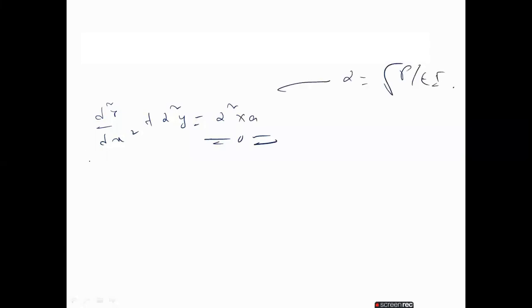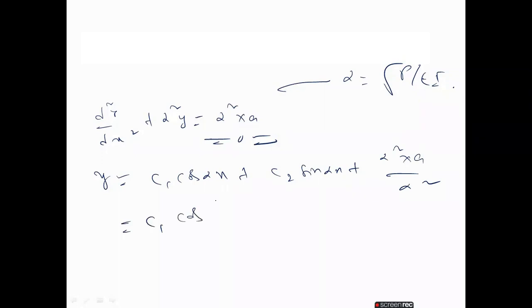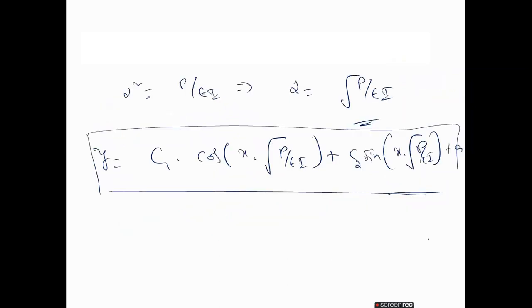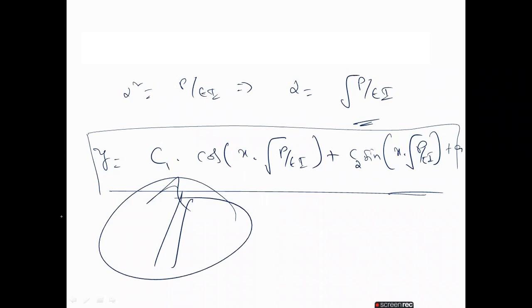Okay, so d²y/dx² + α²y = α²a. Here α is nothing but the square root of P by EI. We know already that the solution is y = c1 cos αx + c2 sin αx + a. So in the same way, we get y = c1 cos(√(P/EI) x) + c2 sin(√(P/EI) x) + a. This is the equation we got until now.